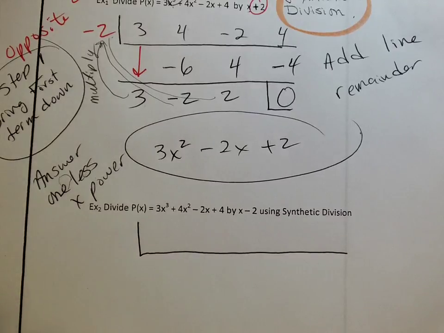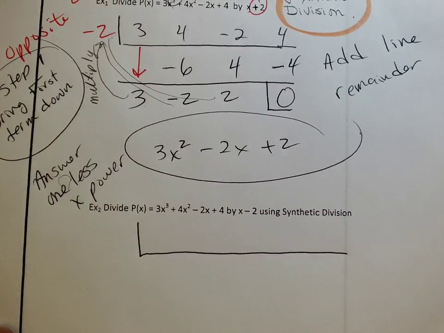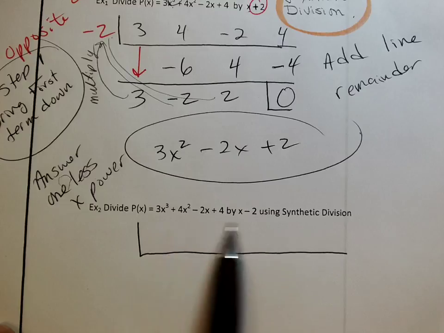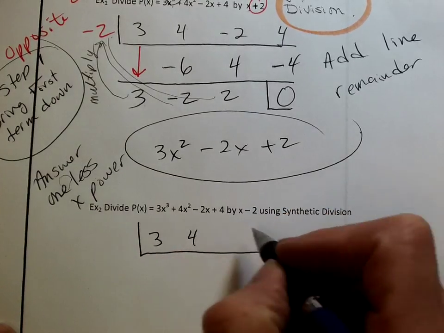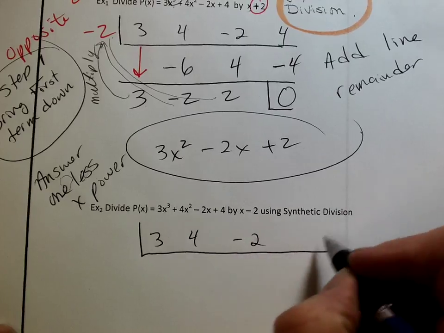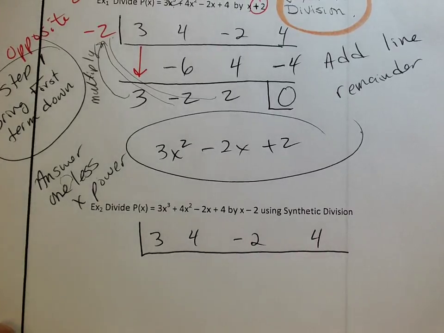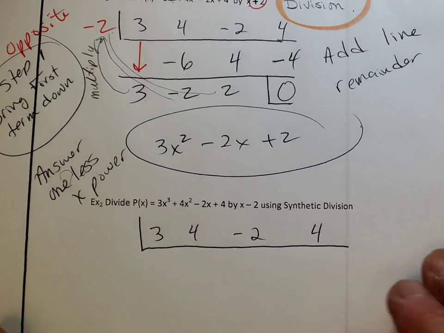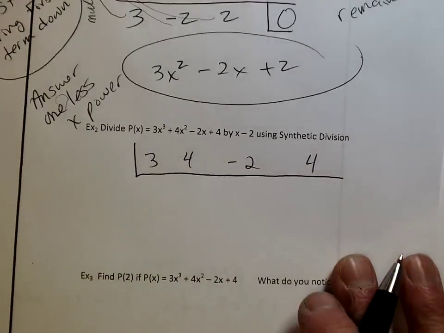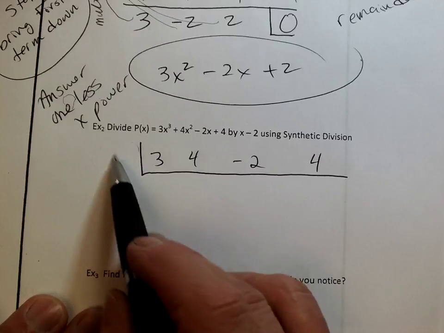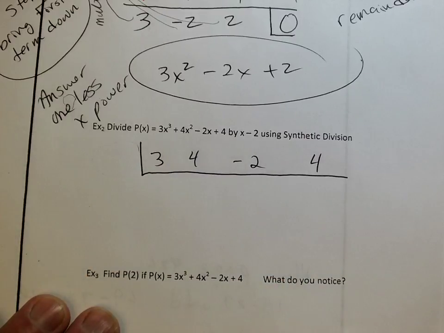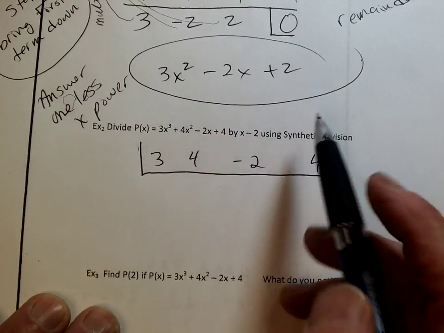Second step, let's put the numbers in: 3, 4, -2, 4. We're going to do it again, right? What goes right here? Positive 2. Positive 2 in this case, because we take the opposite.